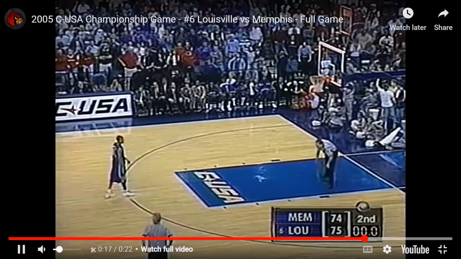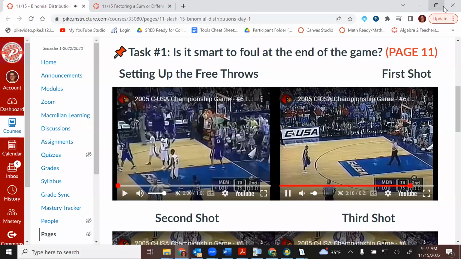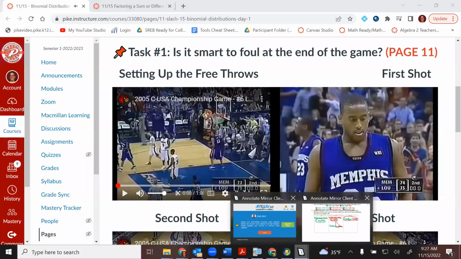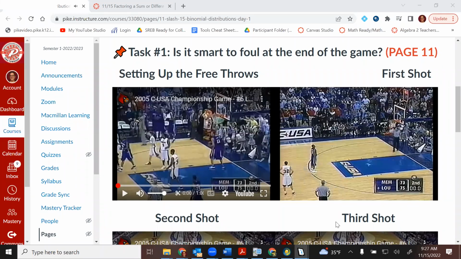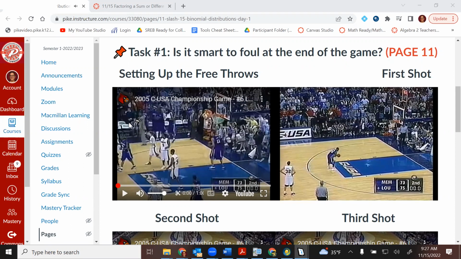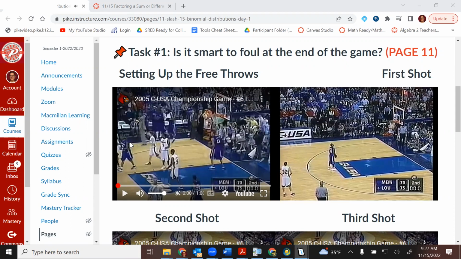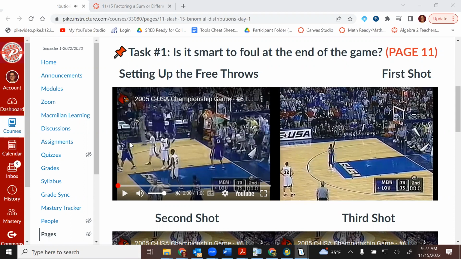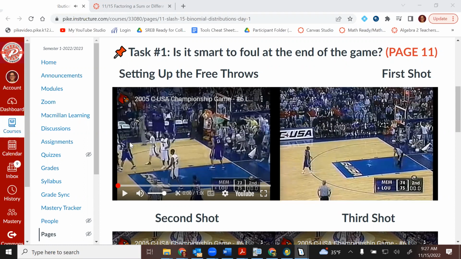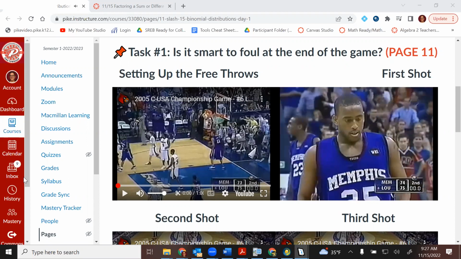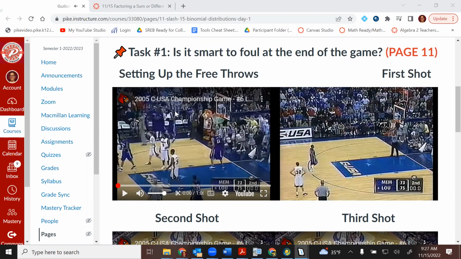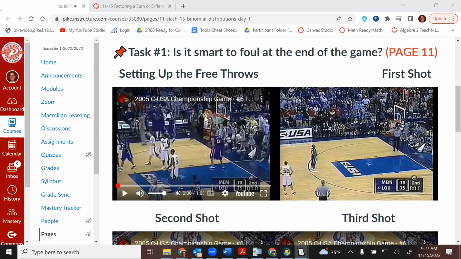All right, so he made his first shot. So what's the score right now? 74. What has to happen now for Memphis to win? 2 makes. So let's look at what their chances are of winning now. He needs a make and a make yet.